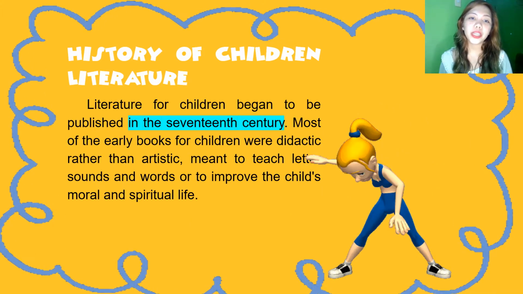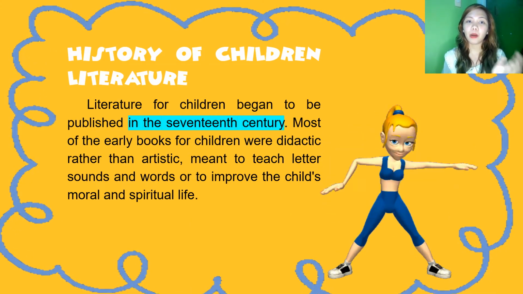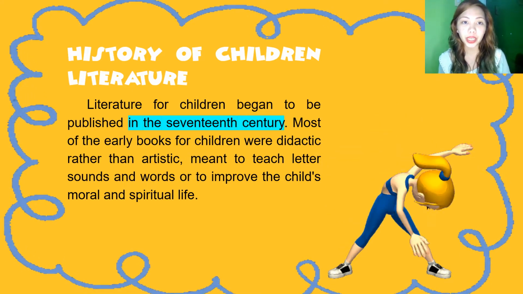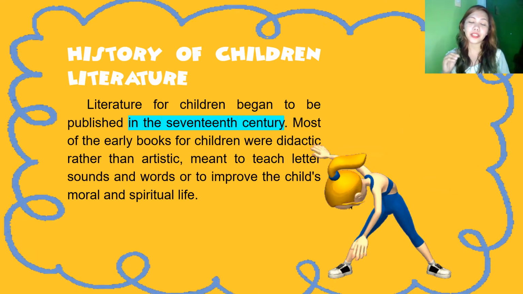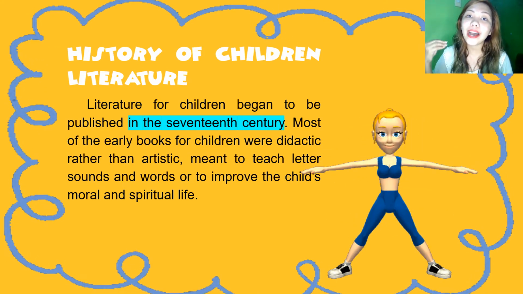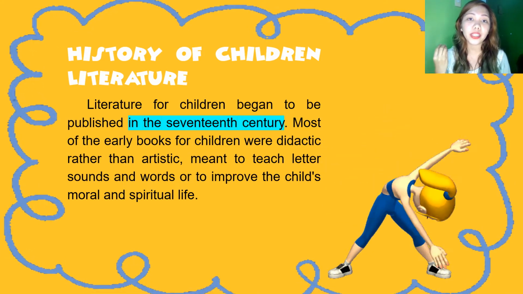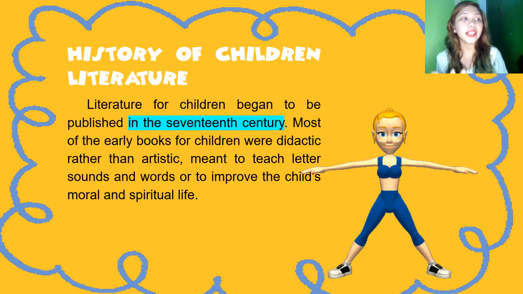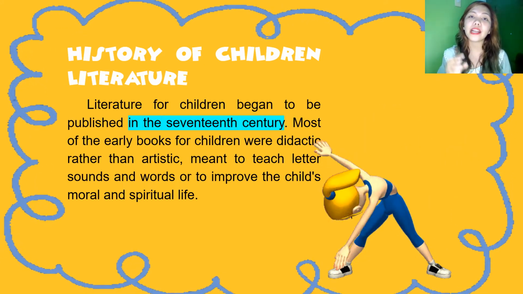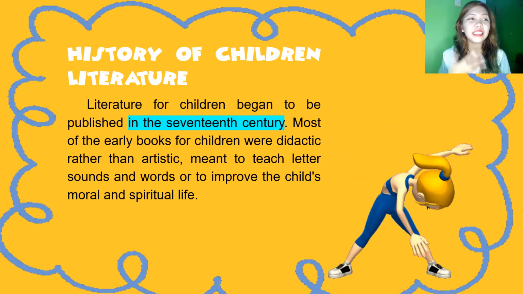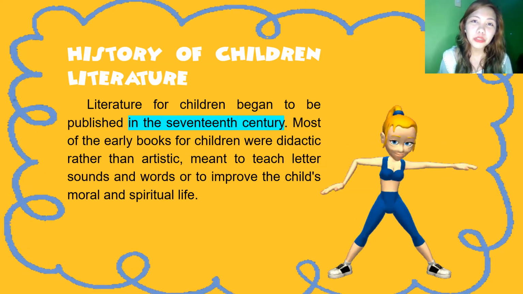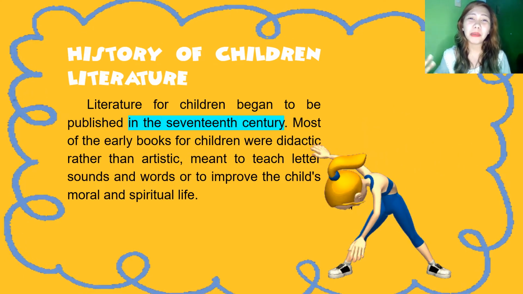History of children's literature, it began to be published in the 17th century. Okay? Most of the early books for children were didactic rather than artistic. When we say didactic, it is meant to educate the children. Kaya nagkaroon ng children's literature para turuan yung mga bata sa mura nilang edad. Okay. At hindi lang basta para magpakita ng picture or entertain or para lang may magawa.